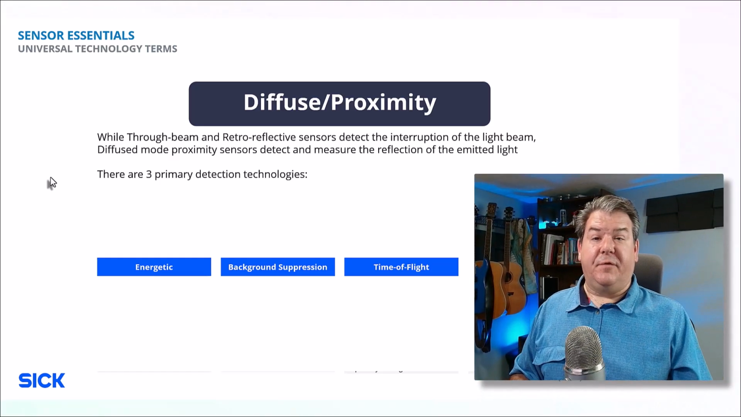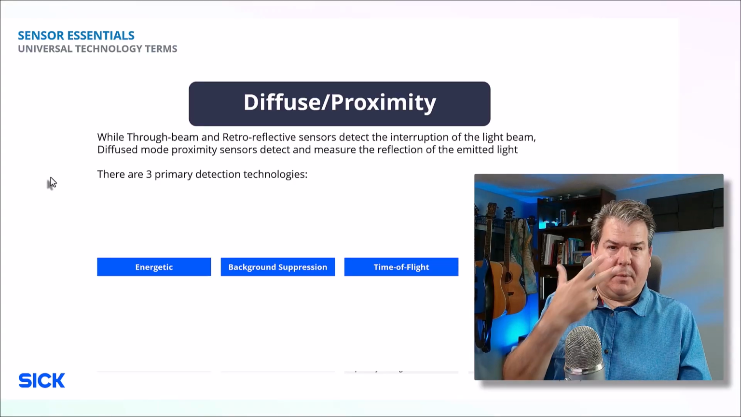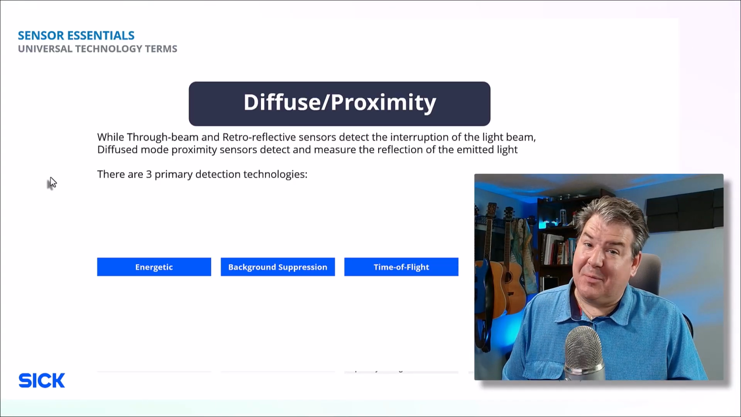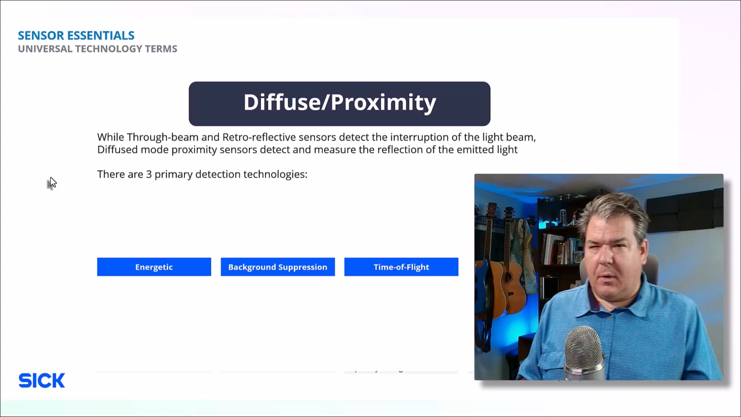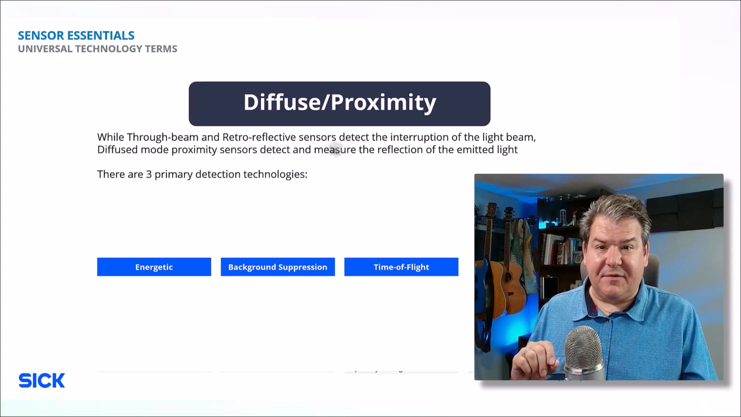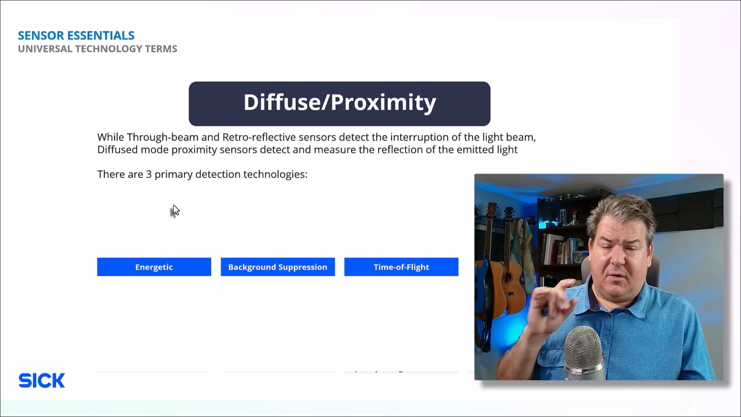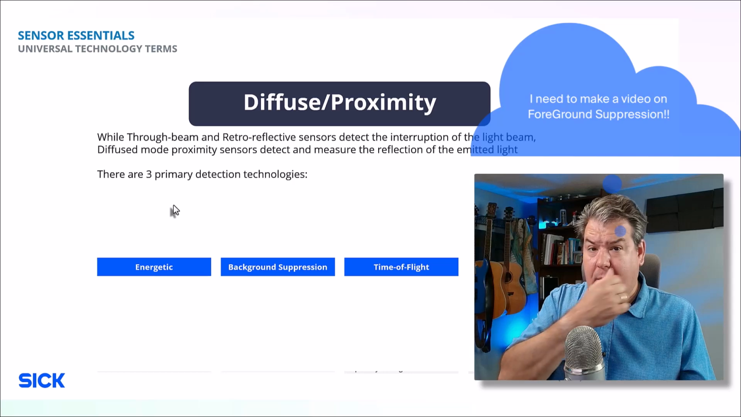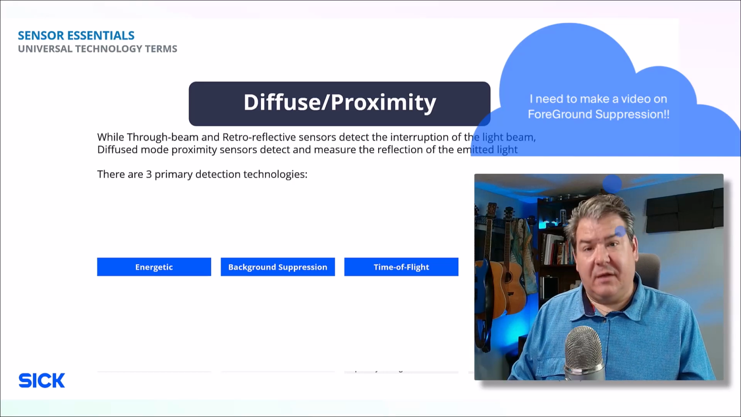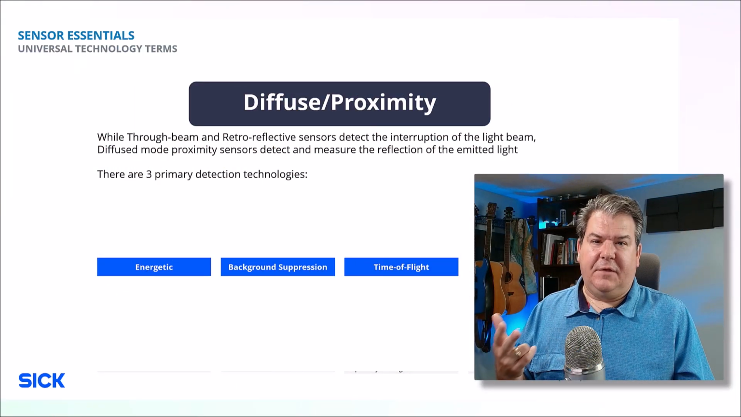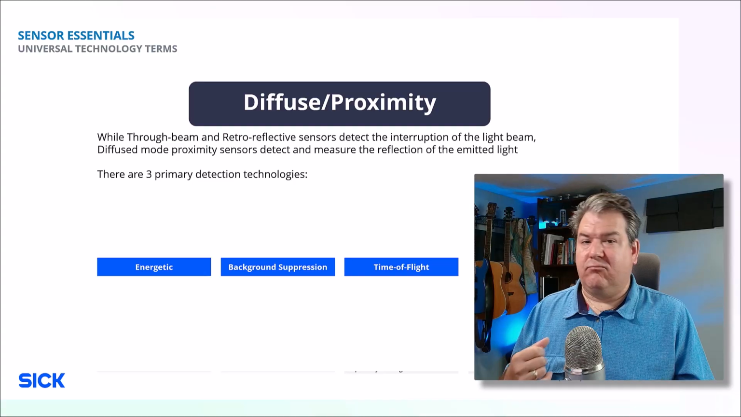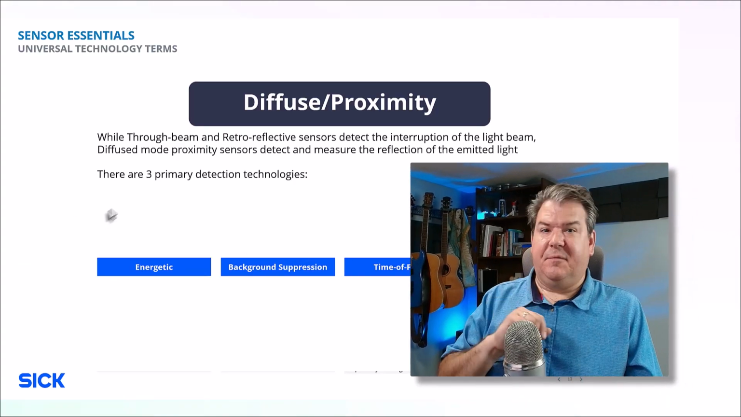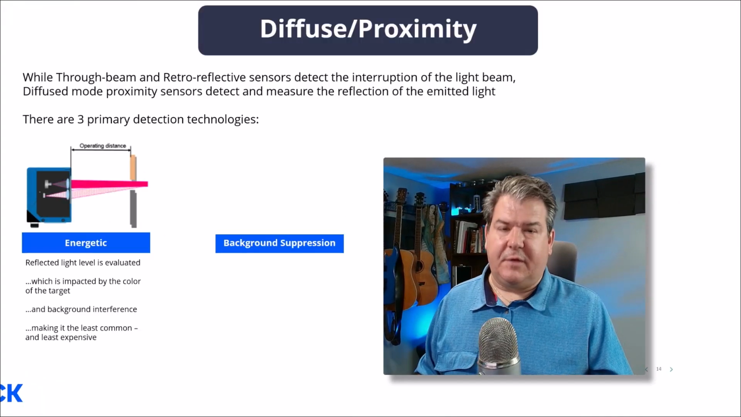So in the world of diffuse proximity sensors, there are three main types, with a hybrid, interesting fourth type called foreground suppression, or FGS. But that's outside the scope of this current video, so check the channel later for more videos on that interesting topic. So let's start with the most basic and least expensive, but also least popular type, energetic sensors.